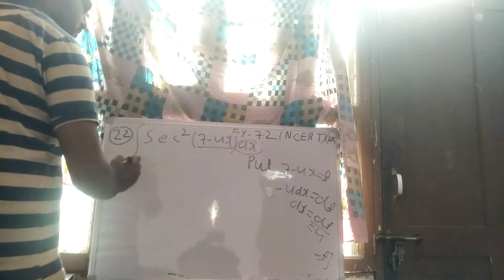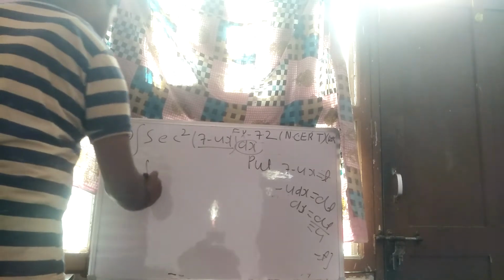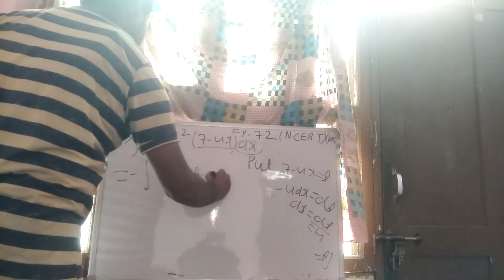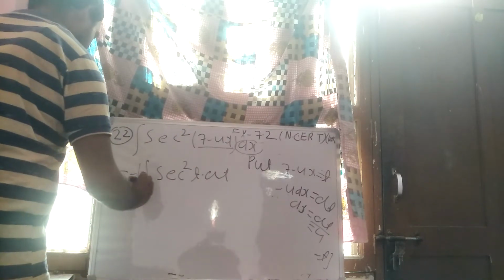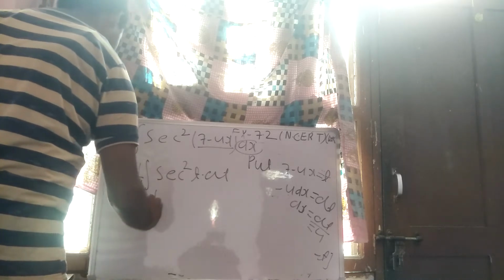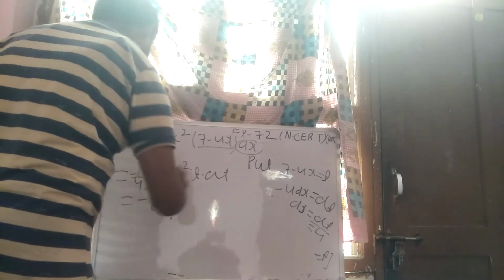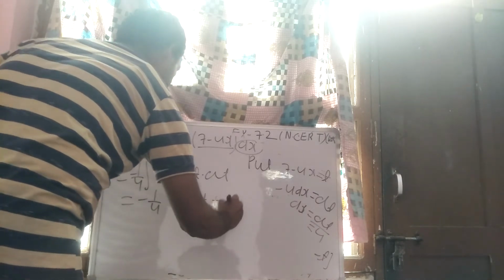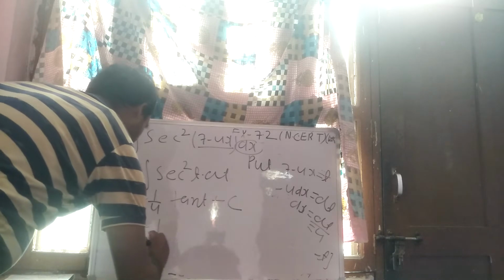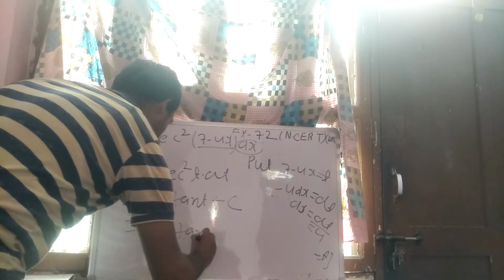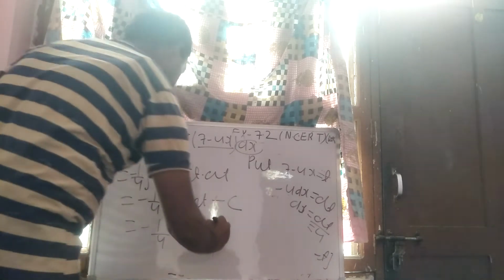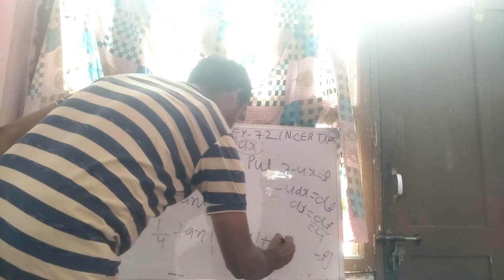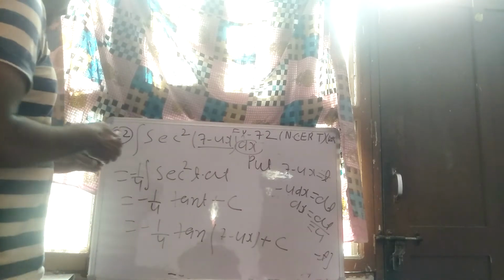So here is dx. Minus, we take common, and this is the form of sec square t into dt, with 1 upon 4 also here. So minus 1 upon 4 sec square t means tan t. This is the formula. Plus c. And we also know that 1 upon 4 tan, what is t? The value of t is 7 minus 4x. And c is the constant. We have to explain and check.